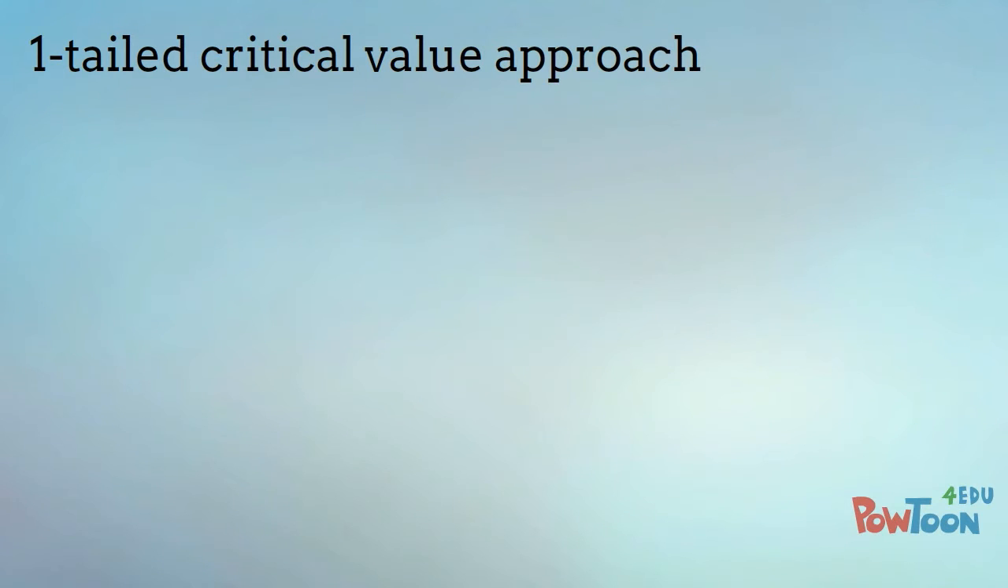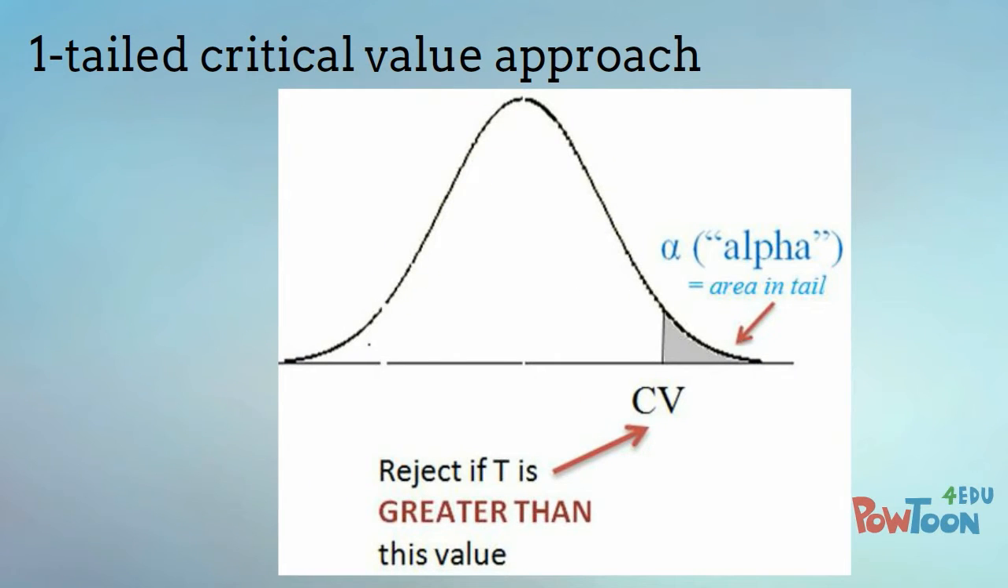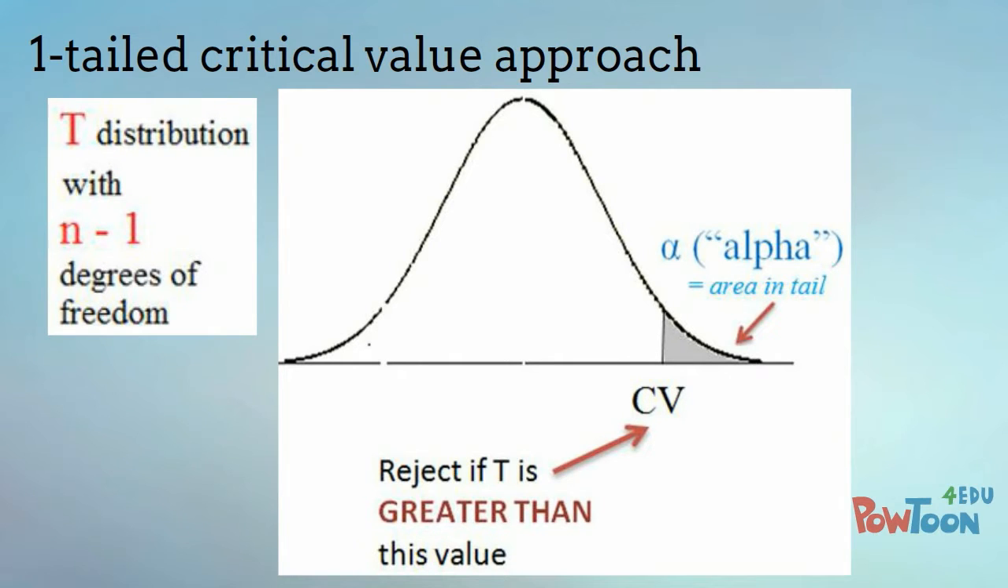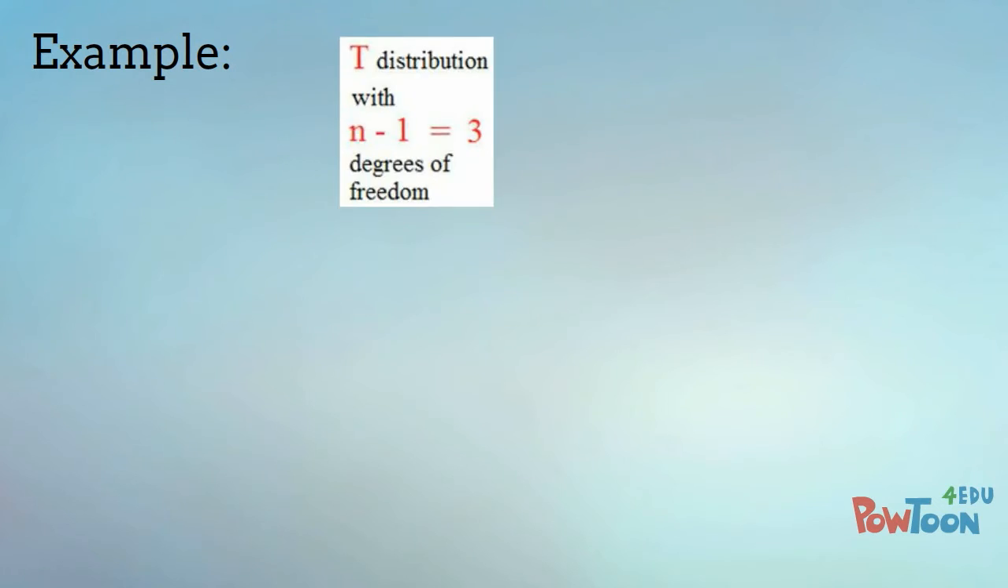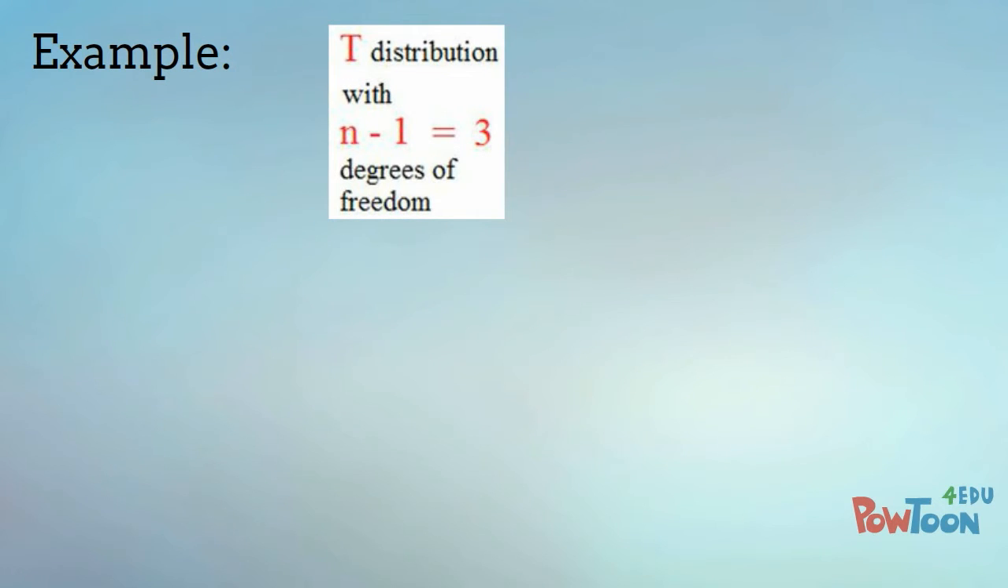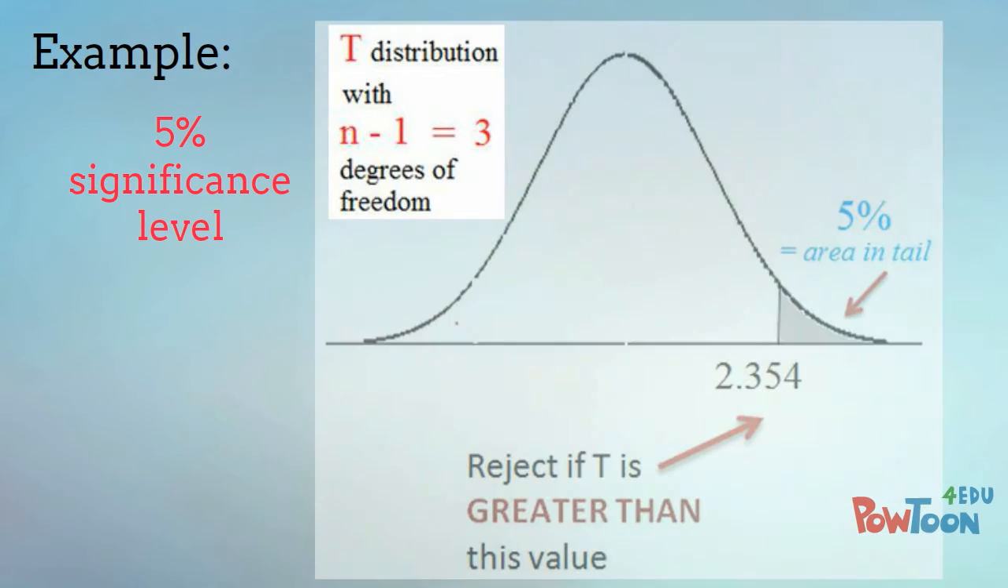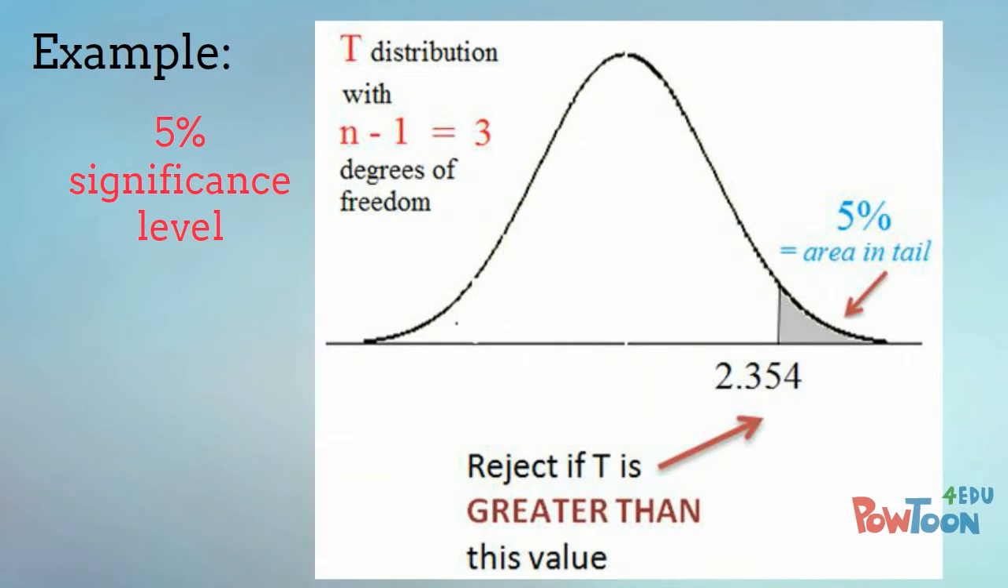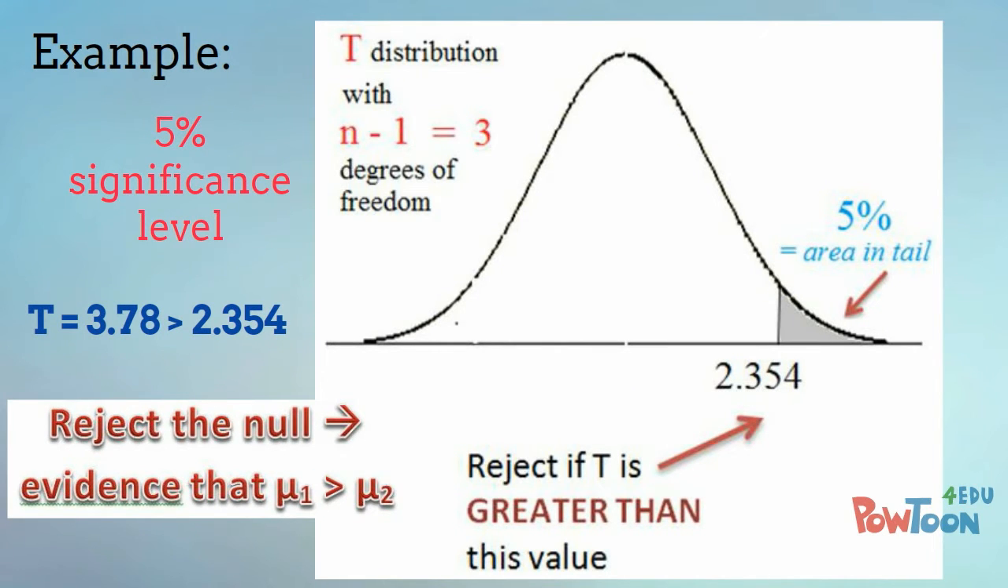Using a critical value approach, we reject the null if the test statistic is greater than the critical value, cutting off alpha percent of the probability to the right on a t with n-1 degrees of freedom. In our example, n is 4, we use a t distribution with 3 degrees of freedom. So for a 5% significance level, we reject the null if our test statistic is greater than 2.35 for the critical value. Since t equals 3.78, we do reject and conclude there is evidence that mu1 is greater than mu2.